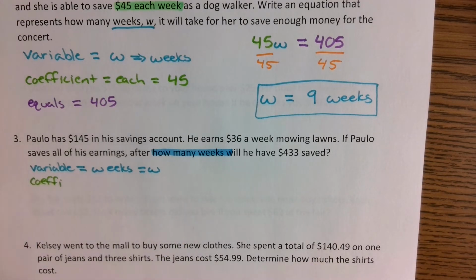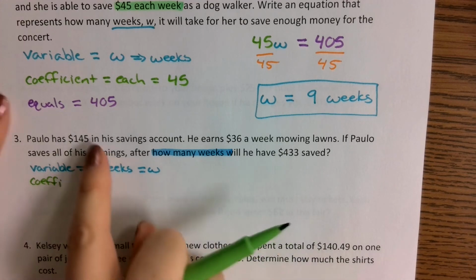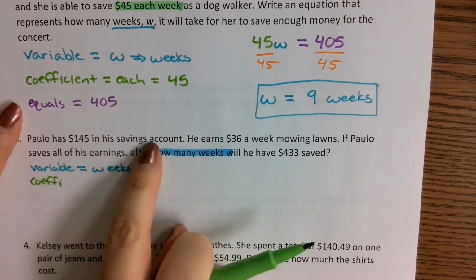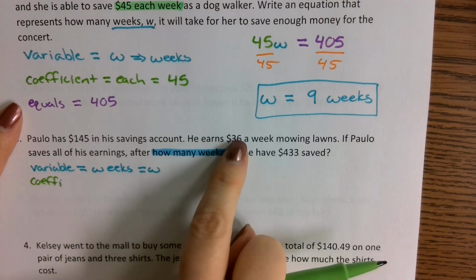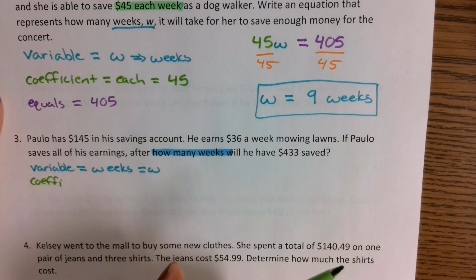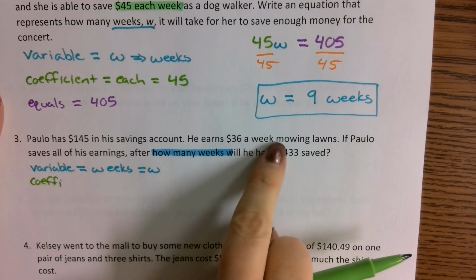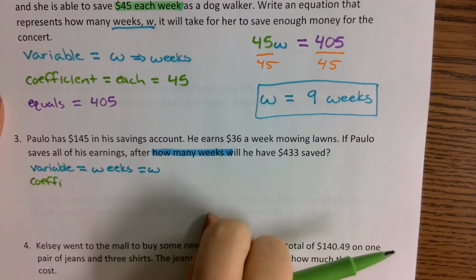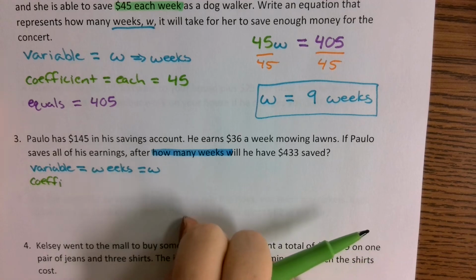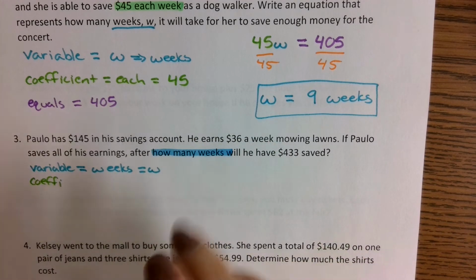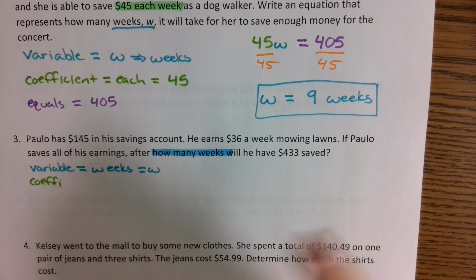Okay, let's identify our coefficient. Do we see anything that's kind of similar to per, each, and every? He's got $145 in his account already. He earns $36 a week. Can I say $36 each week? Can I say per week? He earns 36 per week. He earns 36 every week.